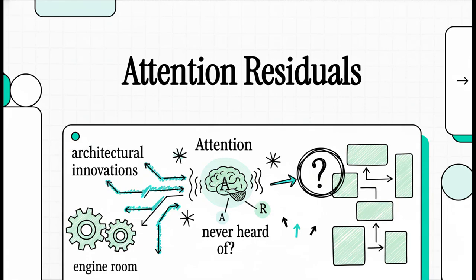All right, today we're going to go deep. I mean, way down into the engine room of AI, past all the usual headlines. We're talking about the architectural innovations that actually make these massive models possible. And we're going to focus on a really brilliant one you've probably never even heard of: attention residuals.